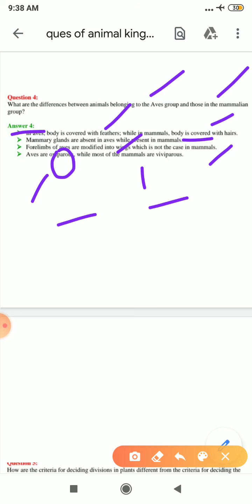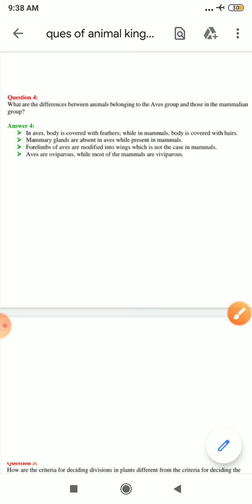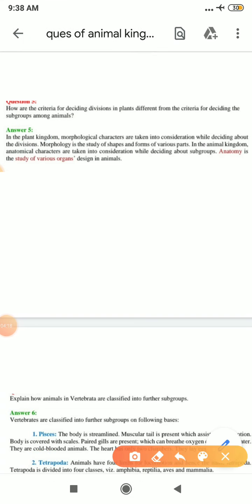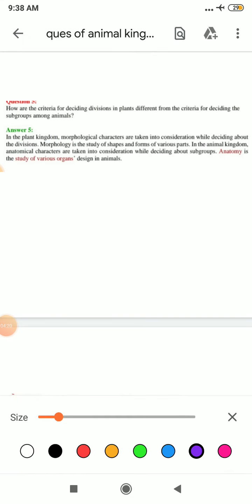Platypus is a kind of mammal which lays eggs. Clear? Next, students, how do the criteria for deciding division in plants differ from the criteria for deciding the subgroups among animals? Students, in the plant kingdom, what happens? Morphological characters are taken into consideration. Okay, means physical features, while deciding about the division.